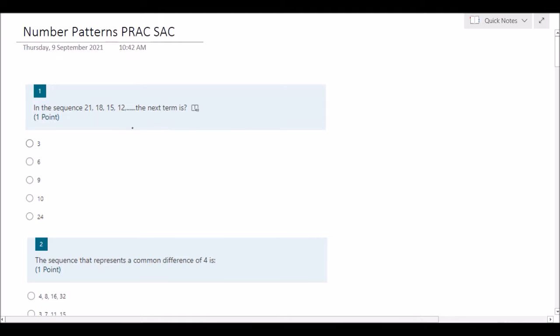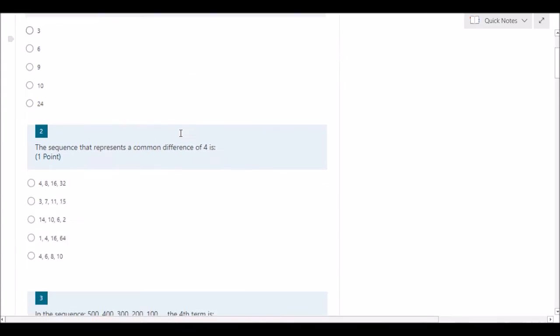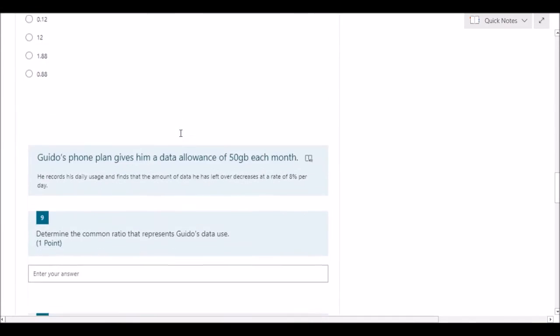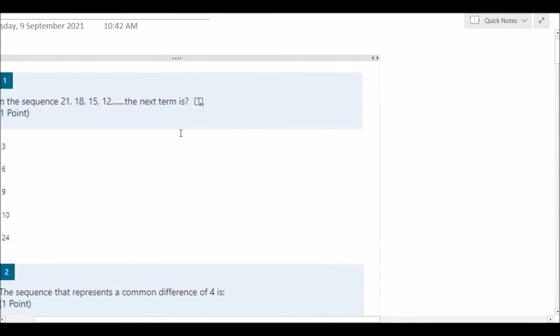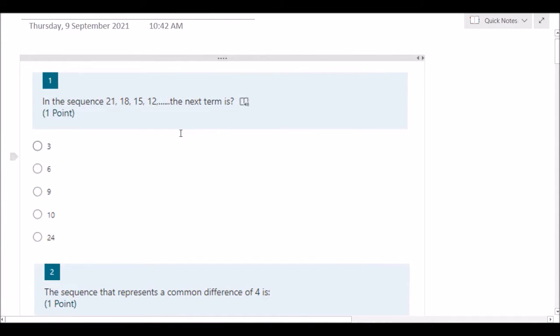Alright, so question 1. I believe the first 8 questions are multiple choice, based on what the practice SAC says at the start. So let's do it. In the sequence 21, 18, 15, 12, the next term is... so let's identify if it's going up or down. Obviously it's going down, but by how much? And we're looking for the next number.